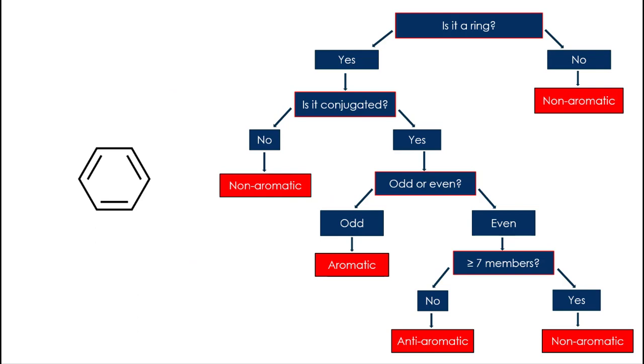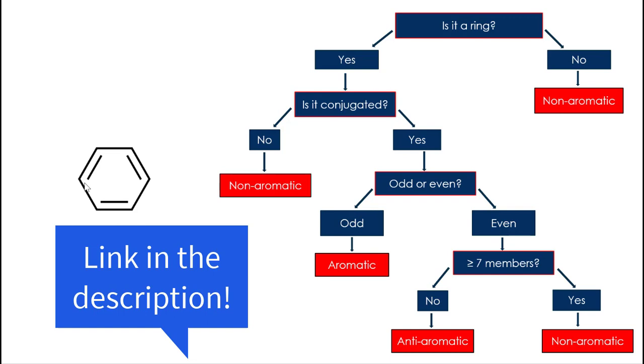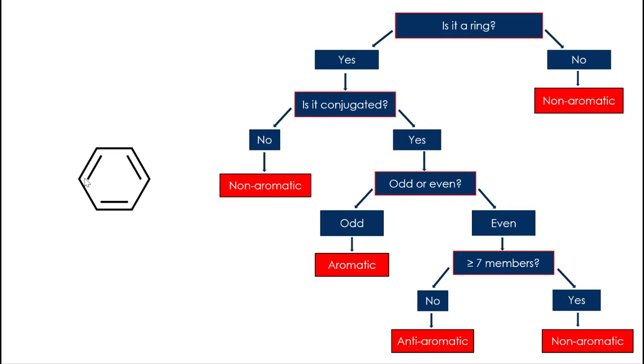Let's try this example. The first question, is it a ring? Clearly the answer here would be yes. Then when it asks, is it conjugated? That refers to every atom of the ring being sp2 hybridized. If we look at all of these carbons, we can see that they're all sp2 hybridized. And if you're having trouble determining hybridization, I do have a video on how to determine hybridization, because it is really important to understand hybridization before you can determine aromaticity. So in this case, all of these carbons are sp2 hybridized, so we would answer yes, this is conjugated.